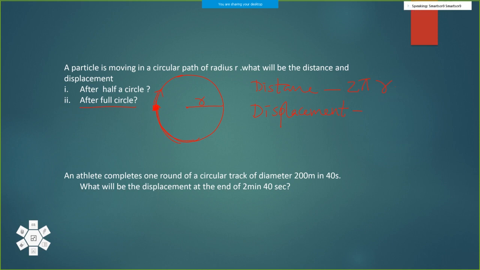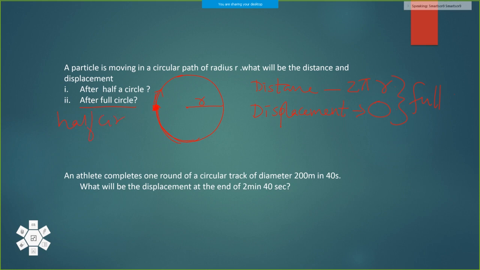And what about the displacement? It is starting here and it completes one revolution. The final point is here. Here the starting point, initial point and final point coincide. There is no difference. So then the displacement becomes 0. So this is for full circle, when it completes one revolution. Clear?